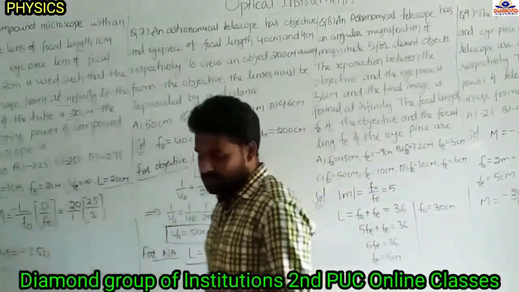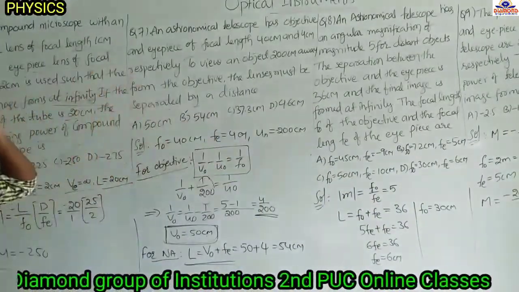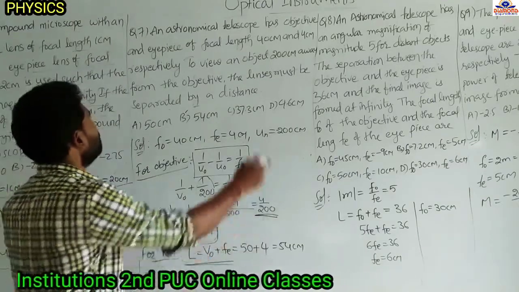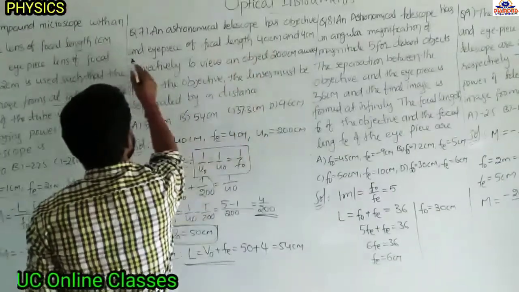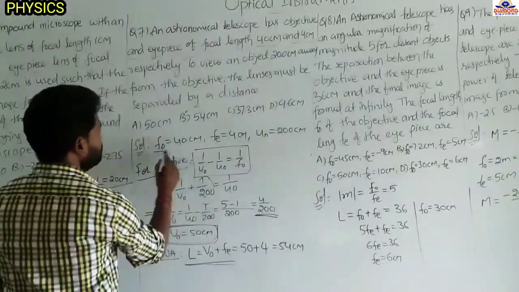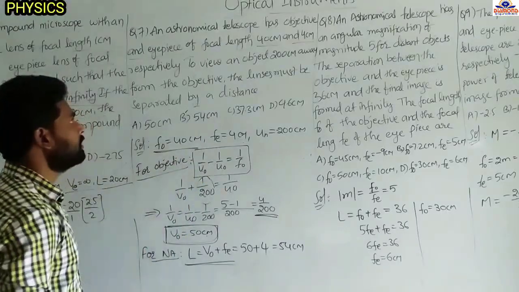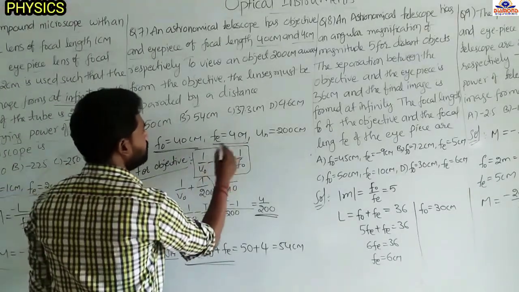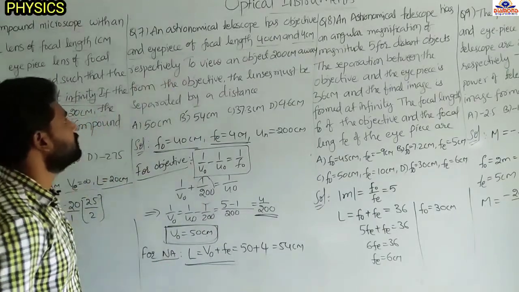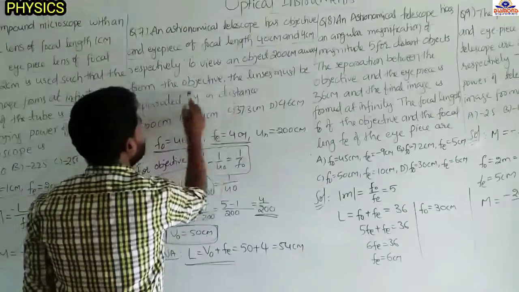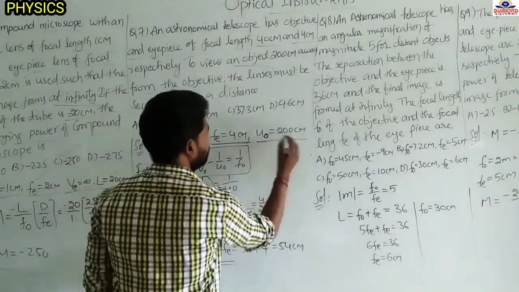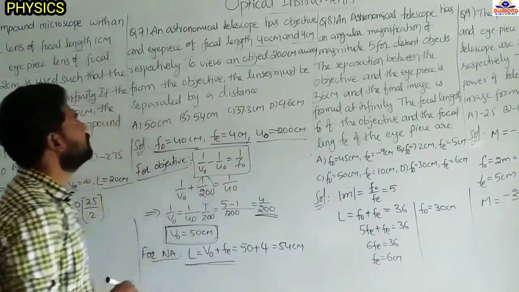Okay, and next see the next question, an astronomical telescope. So now the questions are based on the telescope. An astronomical telescope has objective and eyepiece of focal length 40 centimeters and 4 centimeter respectively. To view an object 200 centimeter away from the objective lens. So where is the object? 200 centimeter away from the objective, minus 200 centimeters.